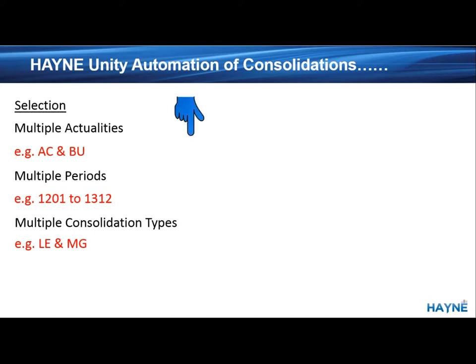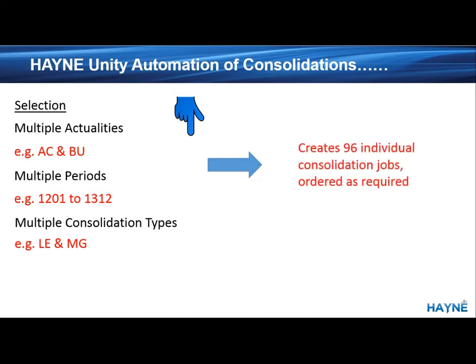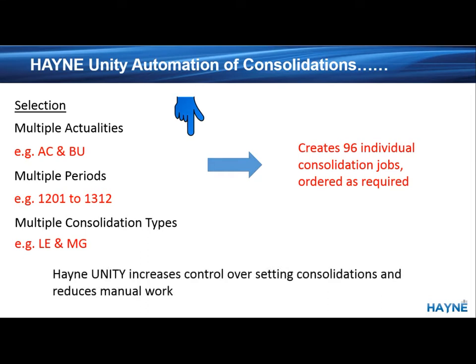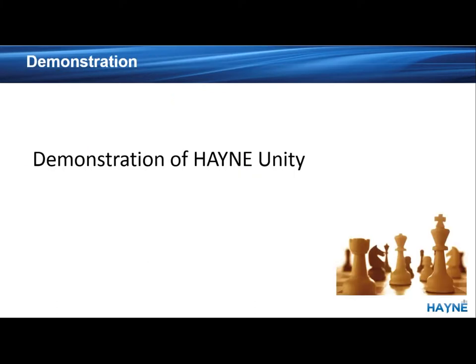So with one button press with the selections on the left, Hayne Unity will create, in this case, 96 individual consolidation jobs ordered as required. What we're doing is breaking down those multiple selections into individual consolidation jobs. So Hayne Unity increases the control we have over setting consolidations and helps us to reduce manual work at the period end. Let's move on to a demonstration of Hayne Unity. I'll just pass you over to my colleague Neil Whitmore.